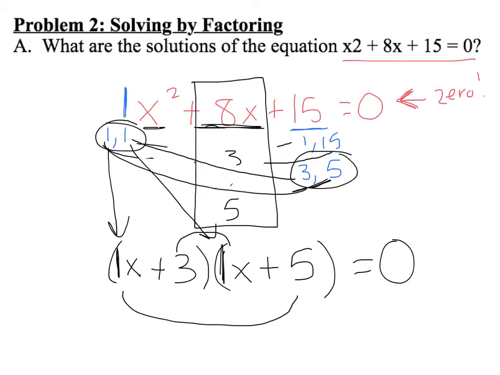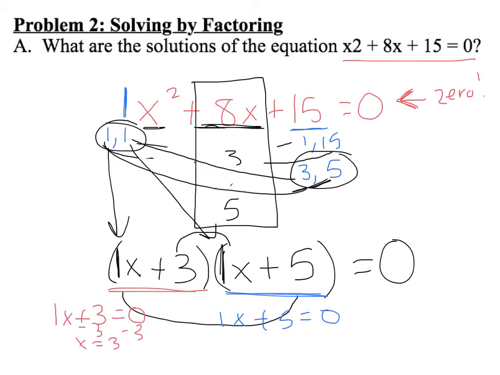Now we have to do what we did before. Since I have two things multiplied together that equal 0, either x plus 3 equals 0 or x plus 5 equals 0. So then solving, I subtract 3, and x equals negative 3. Over here, subtract 5, and x equals negative 5. So those are my two solutions, negative 3 and negative 5.